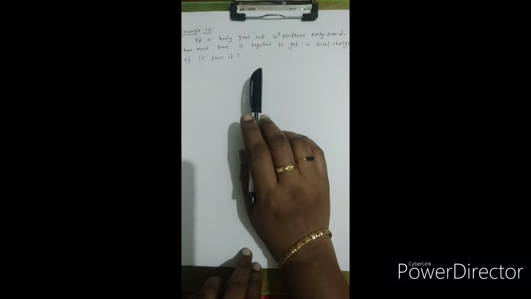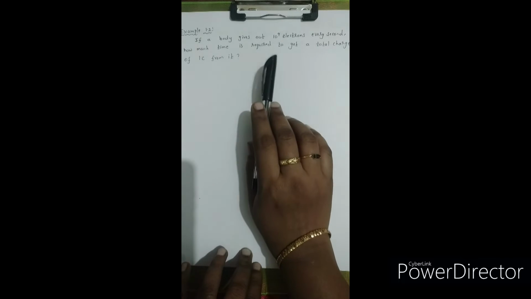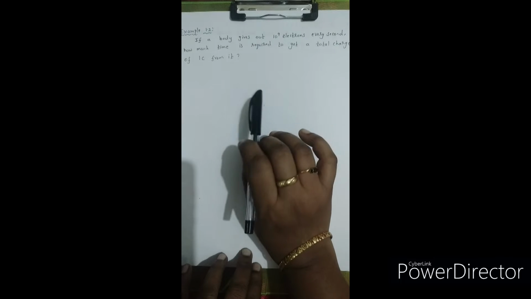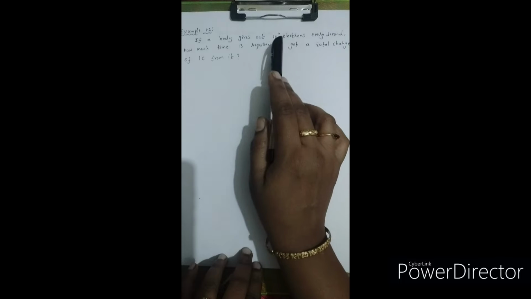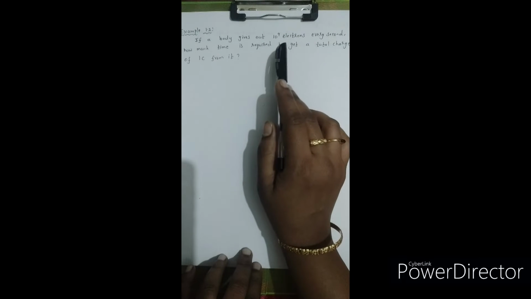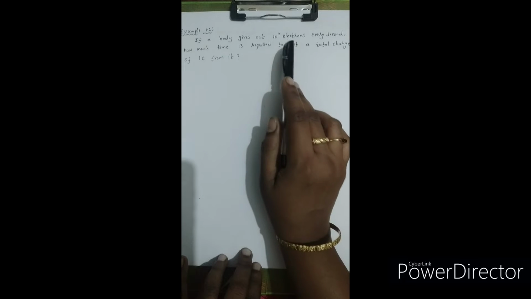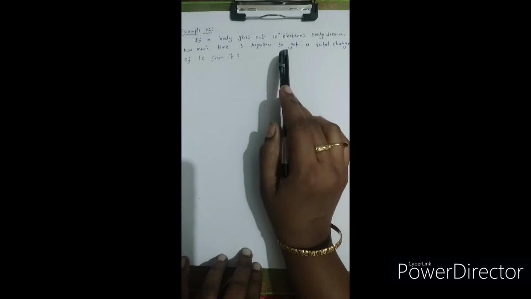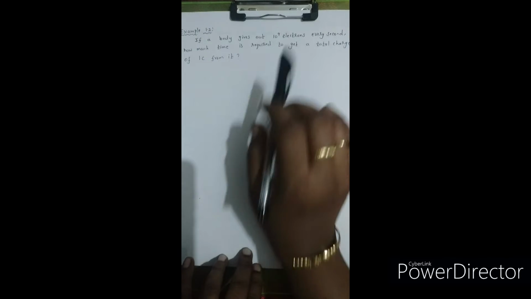First of all, we are going to calculate the total charge given by the body in 1 second. They have given you the number of electrons, but they have not given you how much charge is being given out. So using the formula Q is equal to NE, we are going to calculate the total charge given out in 1 second. From that we will calculate the time required to get 1 coulomb of charge.